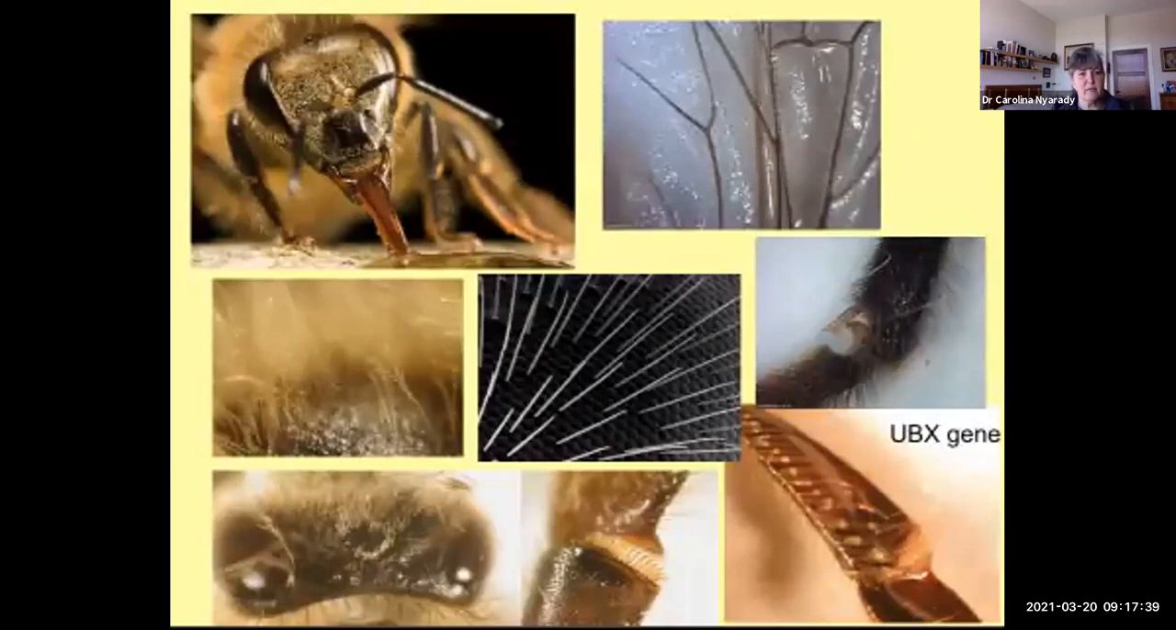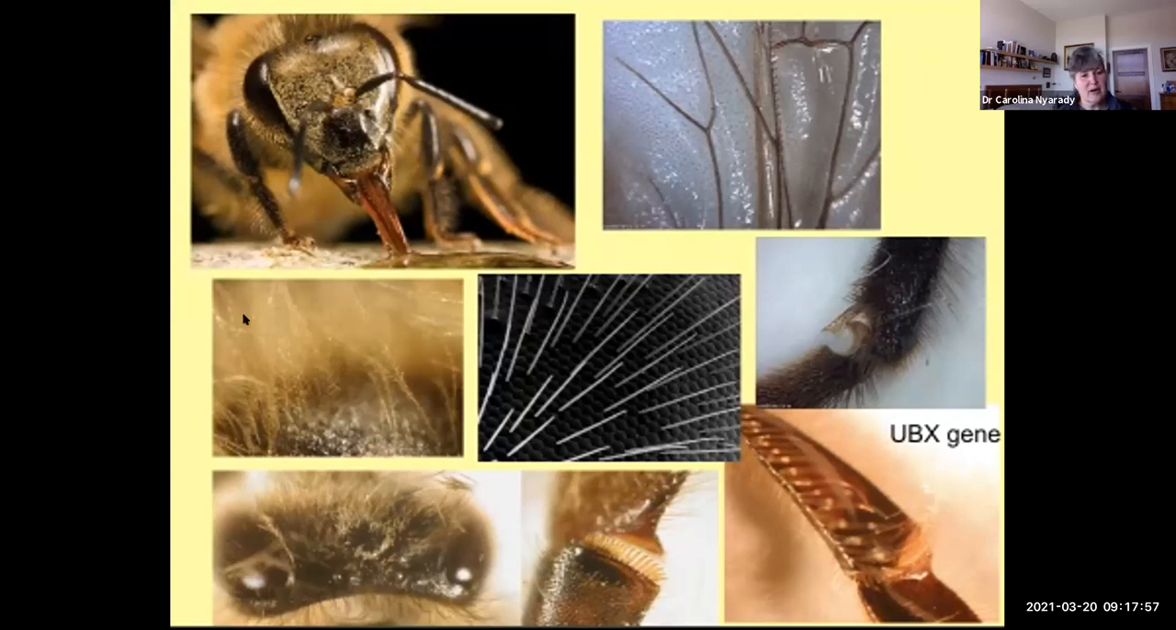So let's look at some of these things that I mentioned to you anatomically that are just so fascinating with the bee. I mentioned to you that the wings are hooked together with these hamuli. If you look very closely here, you will see these hooks that are used to hook the front and the back wing together.